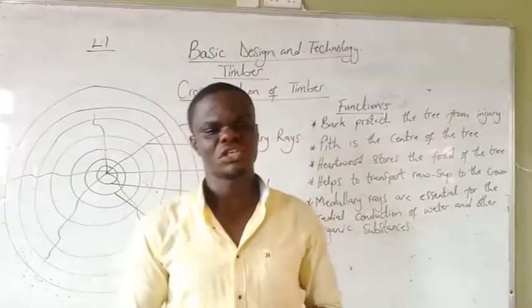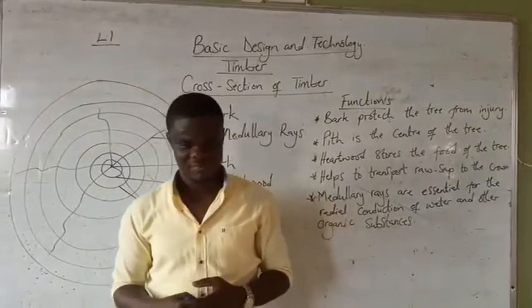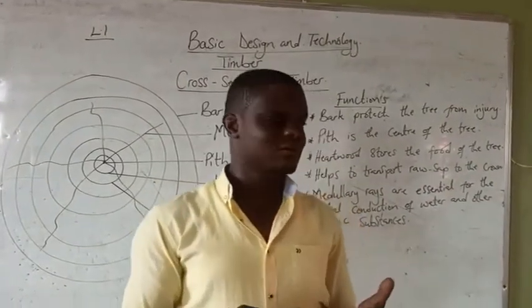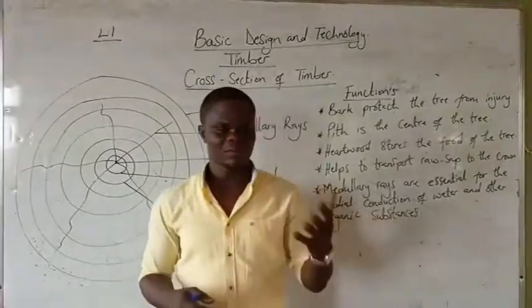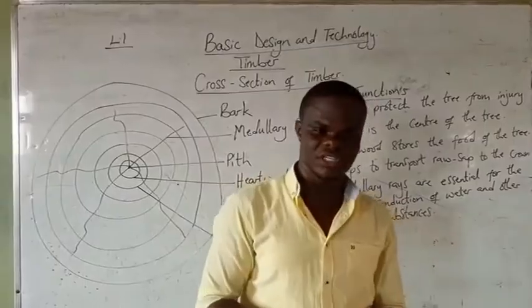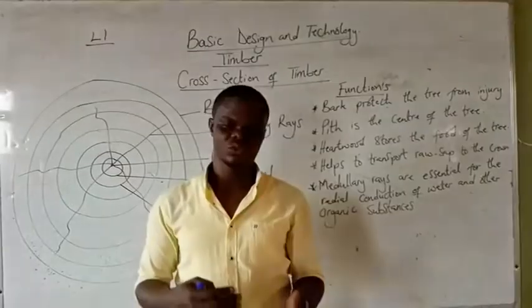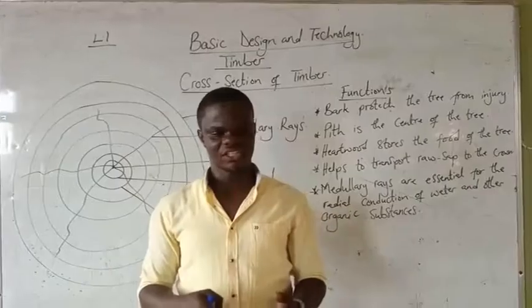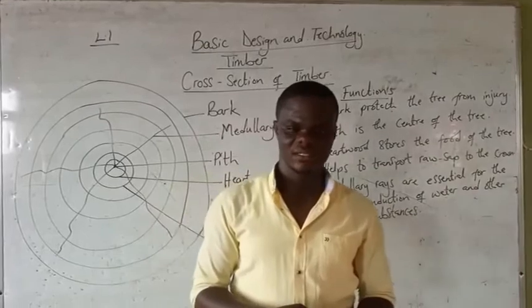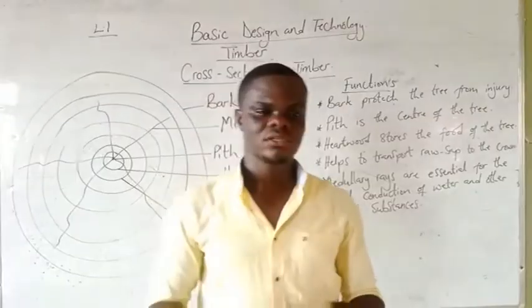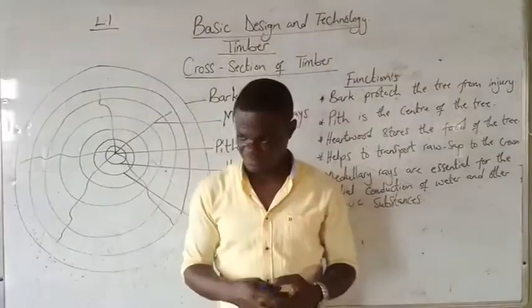Now we will still continue with our timber. Last time we talked about the various parts of a tree, then the various processes of how we obtain timber. We talked about felling, conversion, and seasoning. Good. Today we are going to talk about the cross section of a tree.